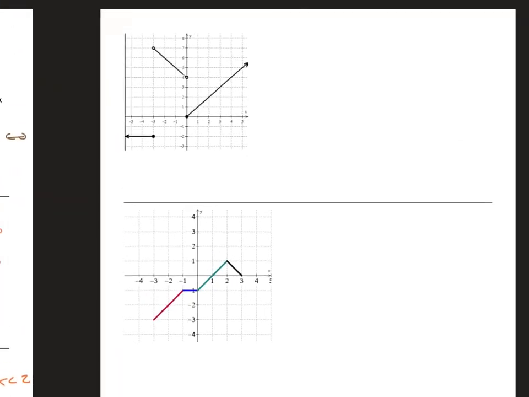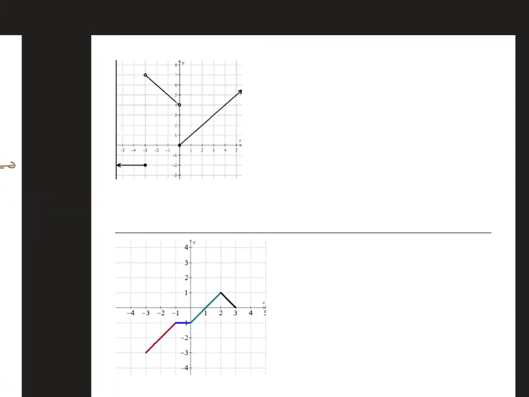All right, we got 2 more. If you want to go ahead and pause the video, try this one on your own, see what you get, and then work with me as we go through it afterwards. So let's take a look at this. I got 3 pieces. I should have a little bit bigger sketch here.